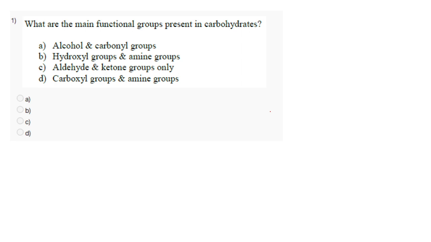Option C was the correct answer, sir. Option C. Aldehyde and ketone groups only. Okay. Yes.